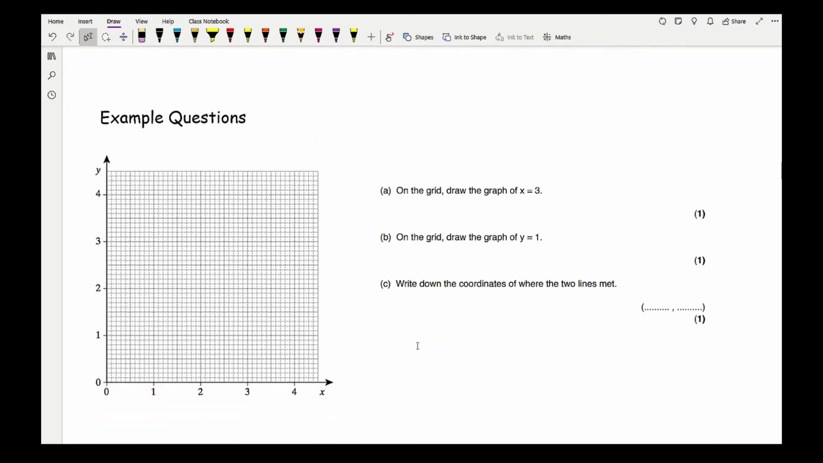So let's have a look at some example questions. These are some example questions taken from exam papers and from different websites, but hopefully they're going to be very familiar to the types of questions that you're most likely to get either in class or for homework or in an exam. So looking at these particular questions, it says on the grid, draw the line x equals 3. Now x equals 3 is going to be a vertical line through 3.